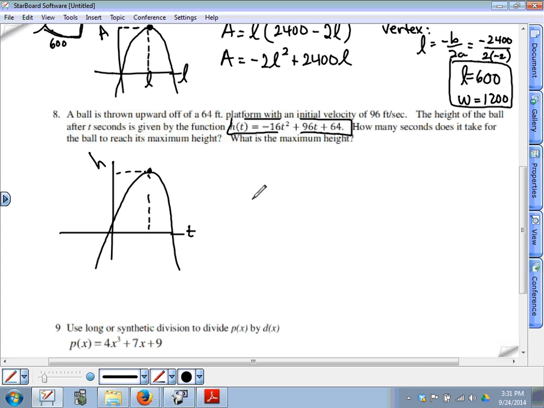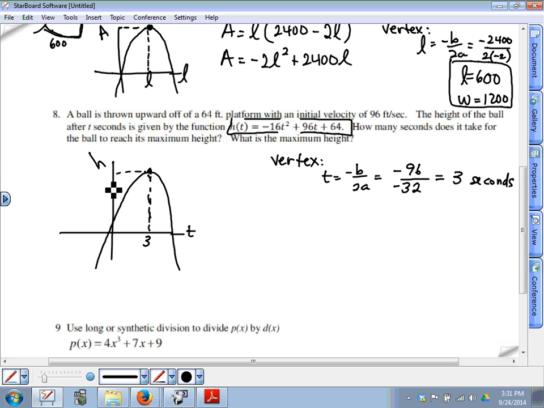So this is another one of those finding the vertex problems. We're going to use the vertex formula. Vertex is x equals the opposite of b over 2a. In this case, x is t for time. The opposite of b is negative 96. 2 times a is 2 times negative 16, that's negative 32. This equals 3. Since this is a value of time, this is 3 seconds. So it takes 3 seconds to get to its maximum height.